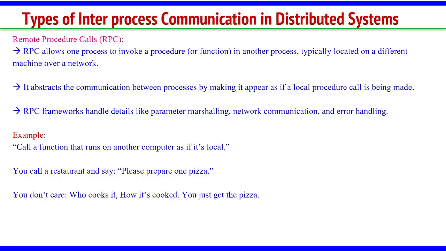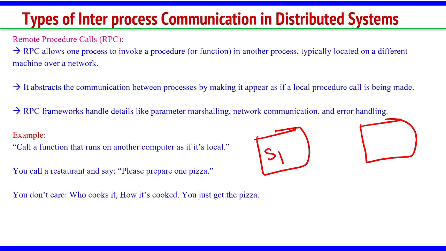What happens here? So I am in one system, there is another system, right. From this service S1, from this process P1, let's say I am invoking a function available in S2. There is another service S2, it contains some procedure that I am invoking from S1. So it abstracts the communication between processes by making it appear as if a local procedure call is being made. It's as simple as function calling.